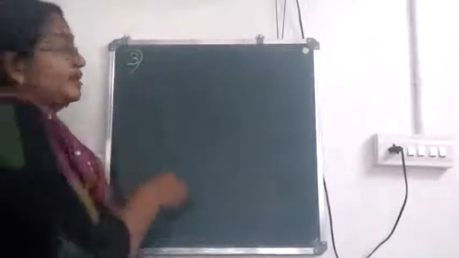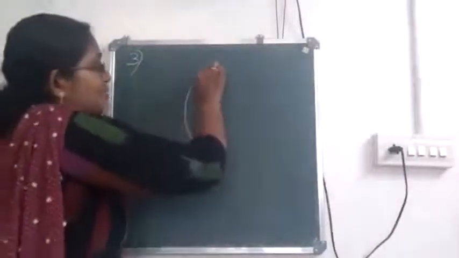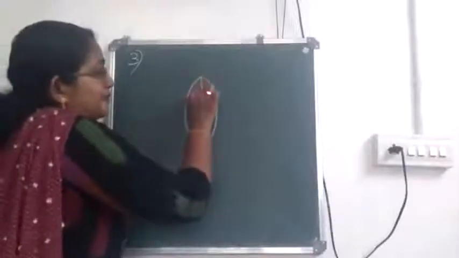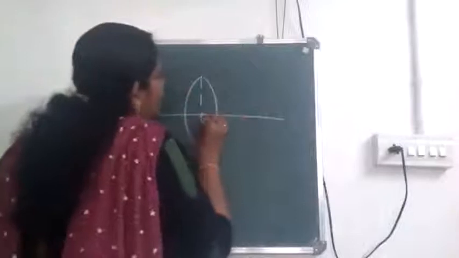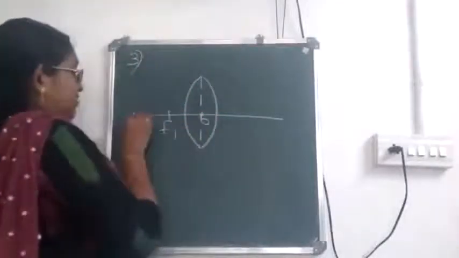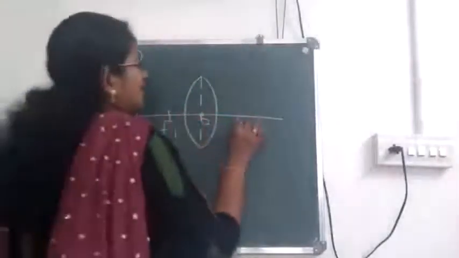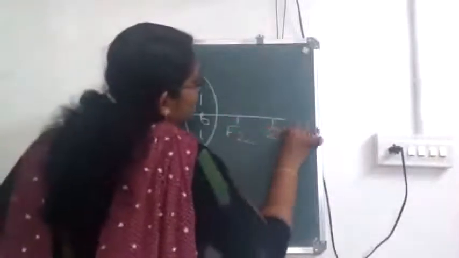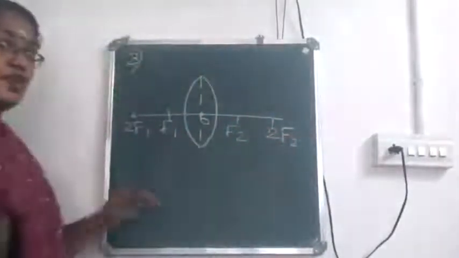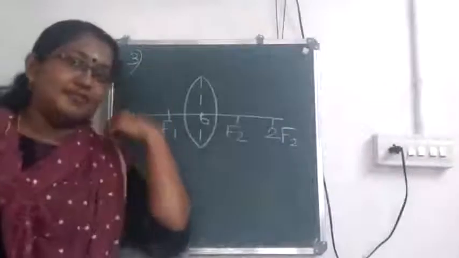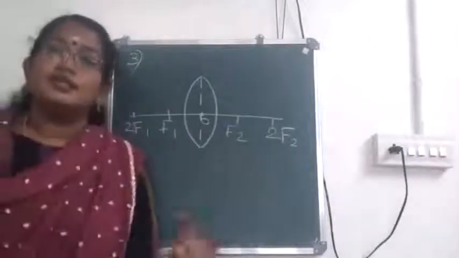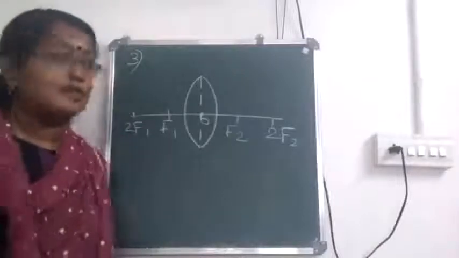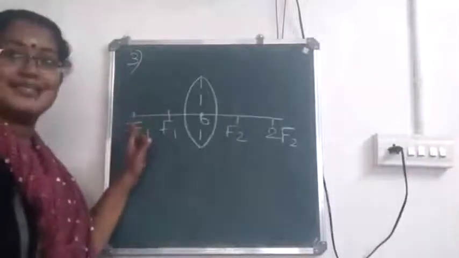Okay. So here also first I will be drawing the lens. Then you have to tell me where is the next part. Here I have the optic center, F1, 2F1. Here it is F2, 2F2. So where did we keep the object in the previous case? It was placed beyond 2F1. So in this case, where should I keep the object? Object should be placed at 2F1.